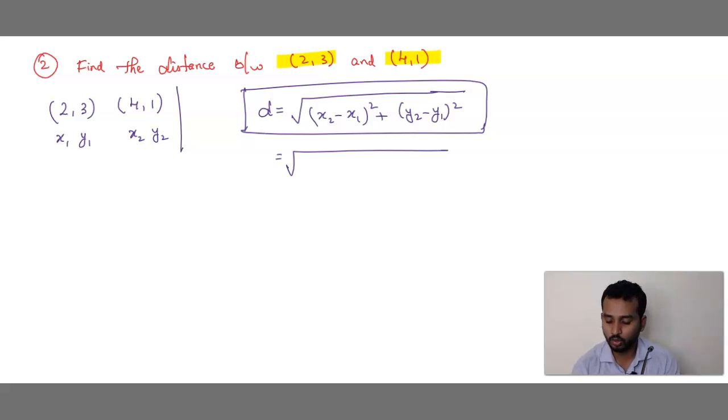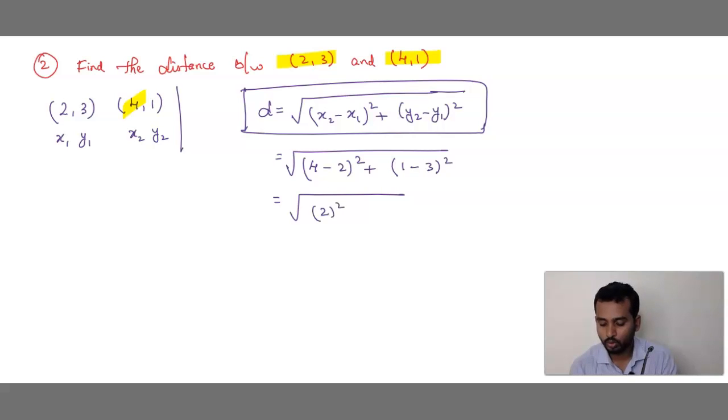Root of, what is x2? 4, correct? This is the x2 value, 4, x2 minus x1 2 whole square plus y2 1 minus y1 3 whole square. That's nothing but root of 4 minus 2, 2 whole square plus 1 minus 3. In 1 can we subtract 3? 1 में से 3 जाता बेटा? No. No means minus. 3 minus 1 is 2, whole square is equal to 2 square is 4 plus minus 2 whole square, minus into minus is plus, 2 2s are 4. That's nothing but root 8.